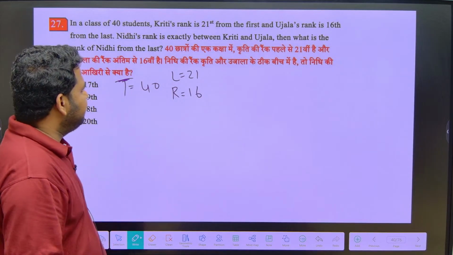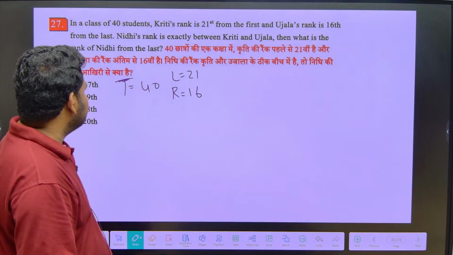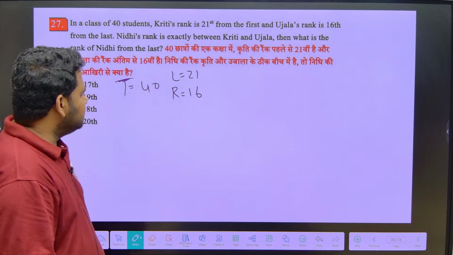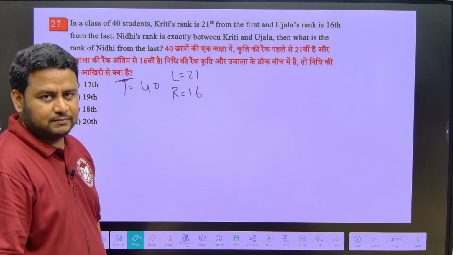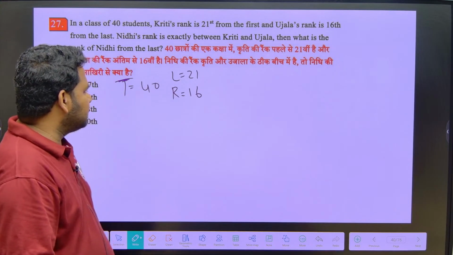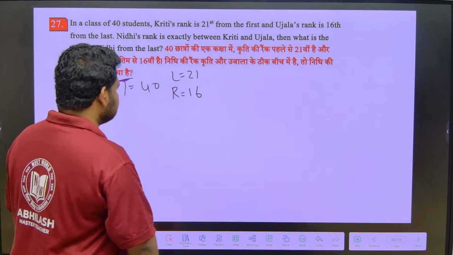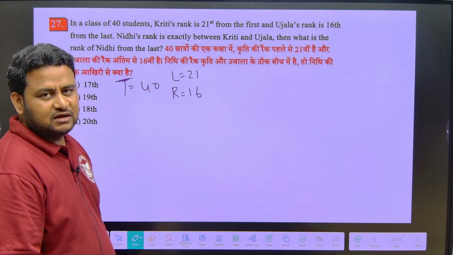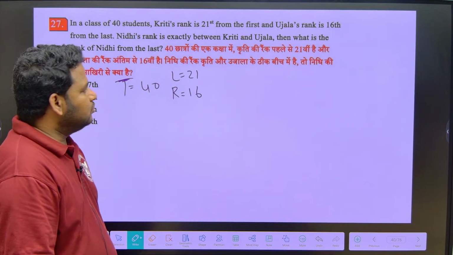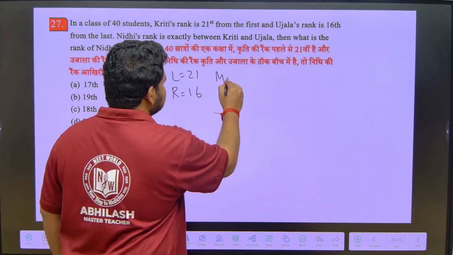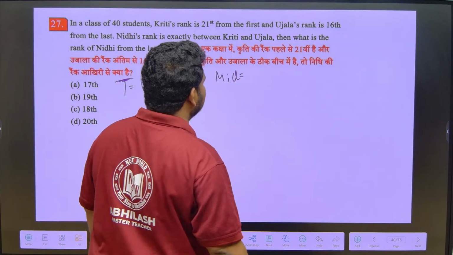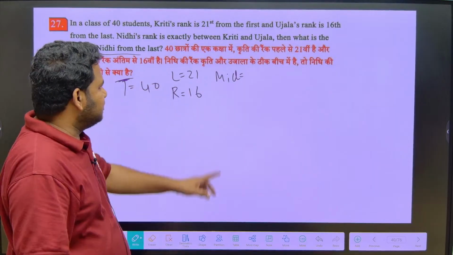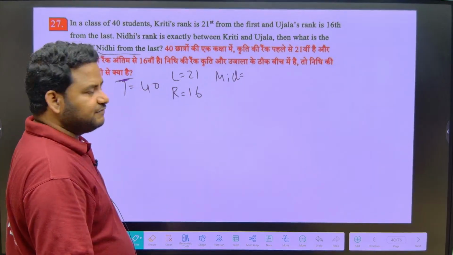Then what is the rank of Nidhi from the last? Nidhi's rank is exactly between Kriti and Ujjala. Between Kriti and Ujjala means first of all we have to find out how many persons are there between Kriti and Ujjala. For that we need the mid value first. Mid we don't know. Then what is the rank of Nidhi from the last? First we have to find mid. To find mid we have to know the formula, correct?